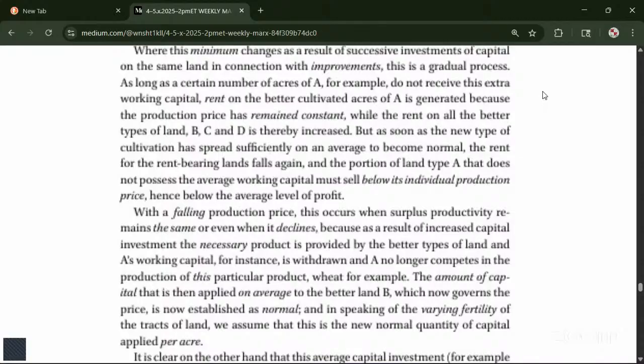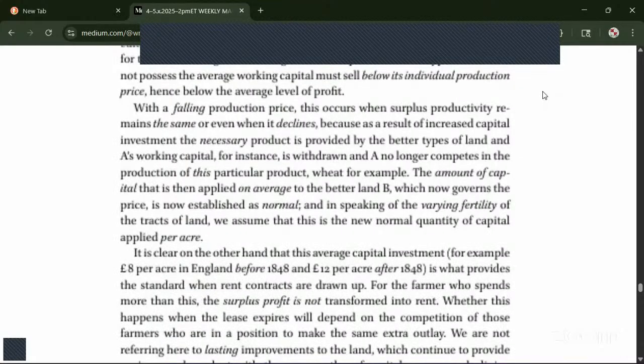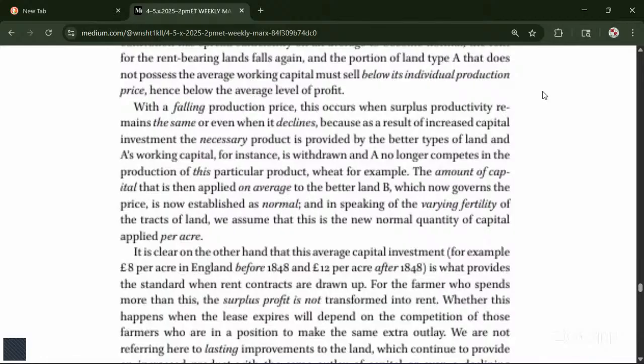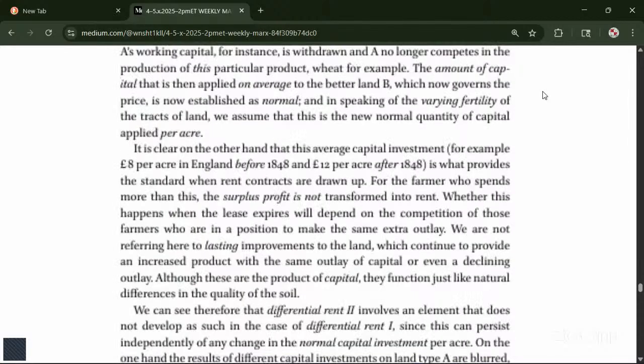It's clear, on the other hand, that this average capital investment, for example, 8 pounds per acre in England before 1848 and 12 pounds per acre after 1848, is what provides the standard when rent contracts are drawn up. For the farmer who spends more than this, the surplus profit is not transformed into rent. Whether this happens when the lease expires will depend on the competition of those farmers who are in a position to make the same extra outlay.